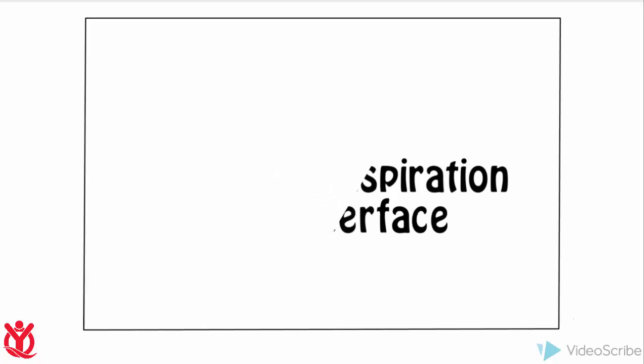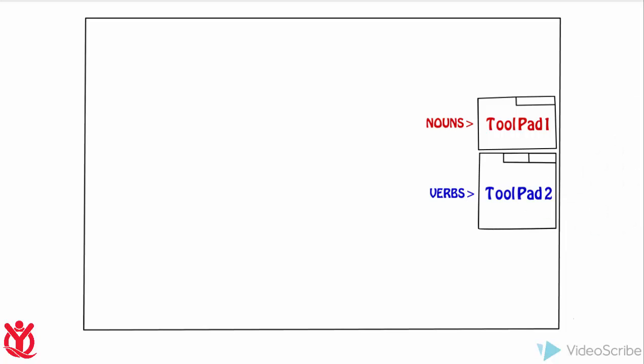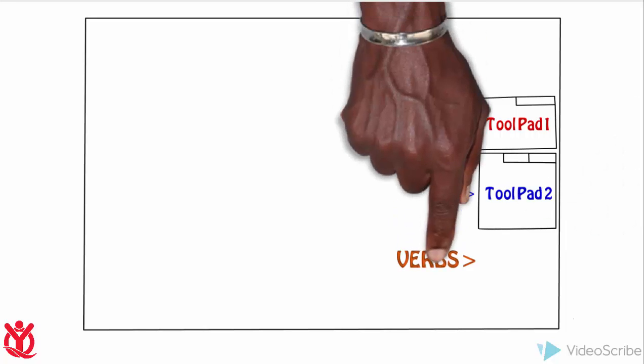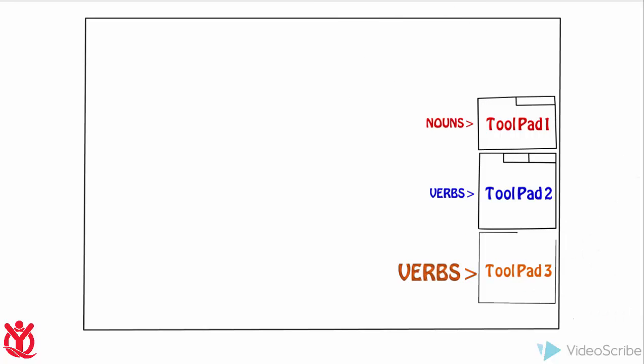The first thing we need is some way to create nouns. That's where Toolpad 1 comes in. Toolpad 1 allows us to create nouns like circle, rectangle, and ellipse. Next, we need some way to select the verbs that we will combine with our nouns. Toolpad 2 contains simple verbs like copy and paste. Toolpad 3 contains the most important verbs like extrude and revolve.